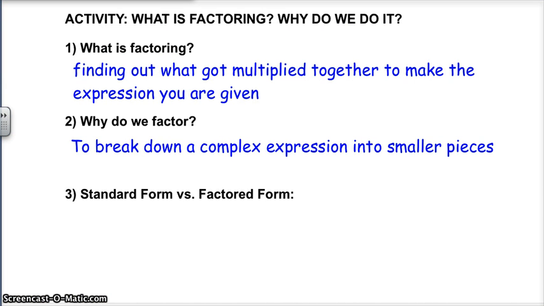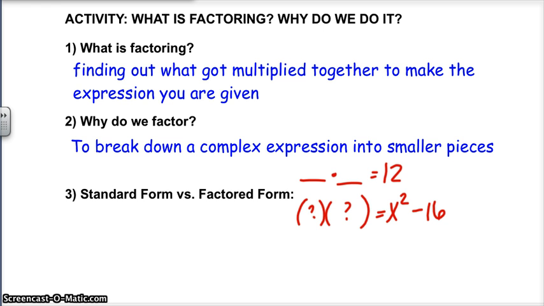Here's some definitions for you. What is factoring? Factoring is finding out what was multiplied together to make an expression you are given. So for instance, if you're given the expression x squared minus 16, I want to know what was multiplied together to get that. So we've factored before. If you think about 12, well, what numbers were multiplied to give you 12? 3 times 4, 6 times 2, 12 times 1. Work the same way, except now we're working with polynomials.